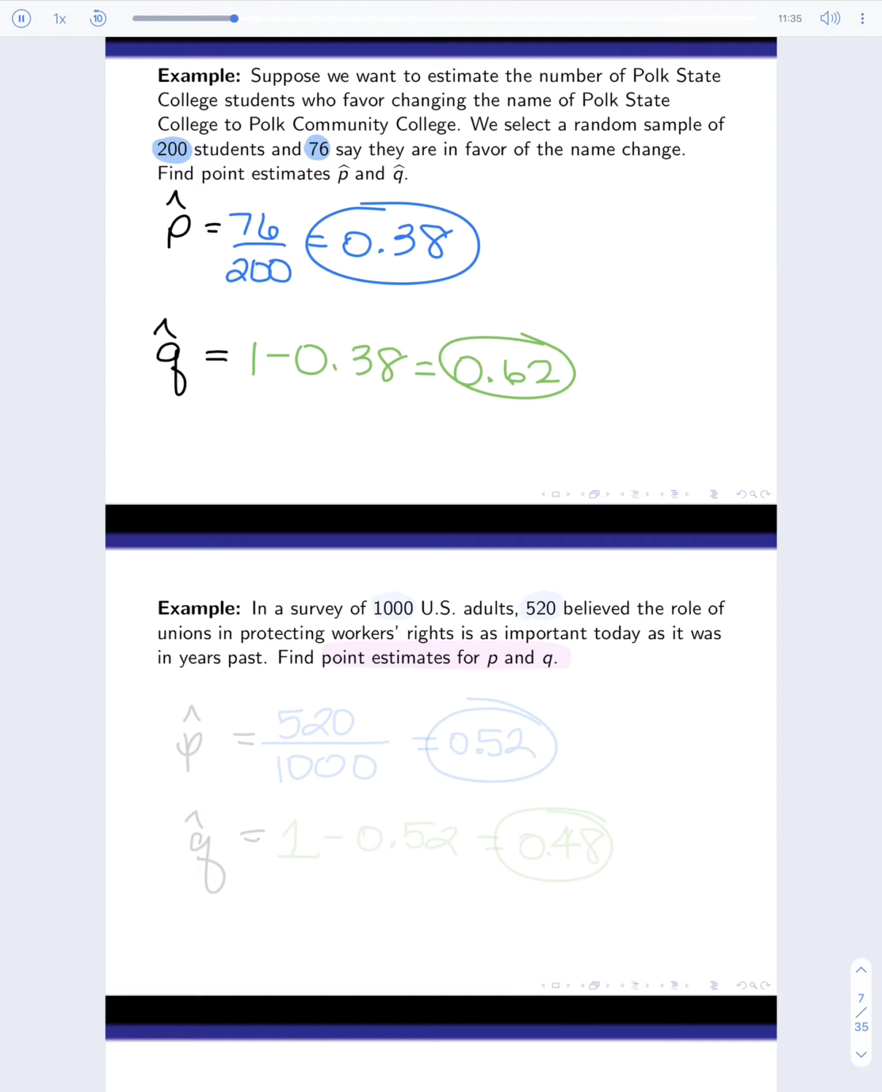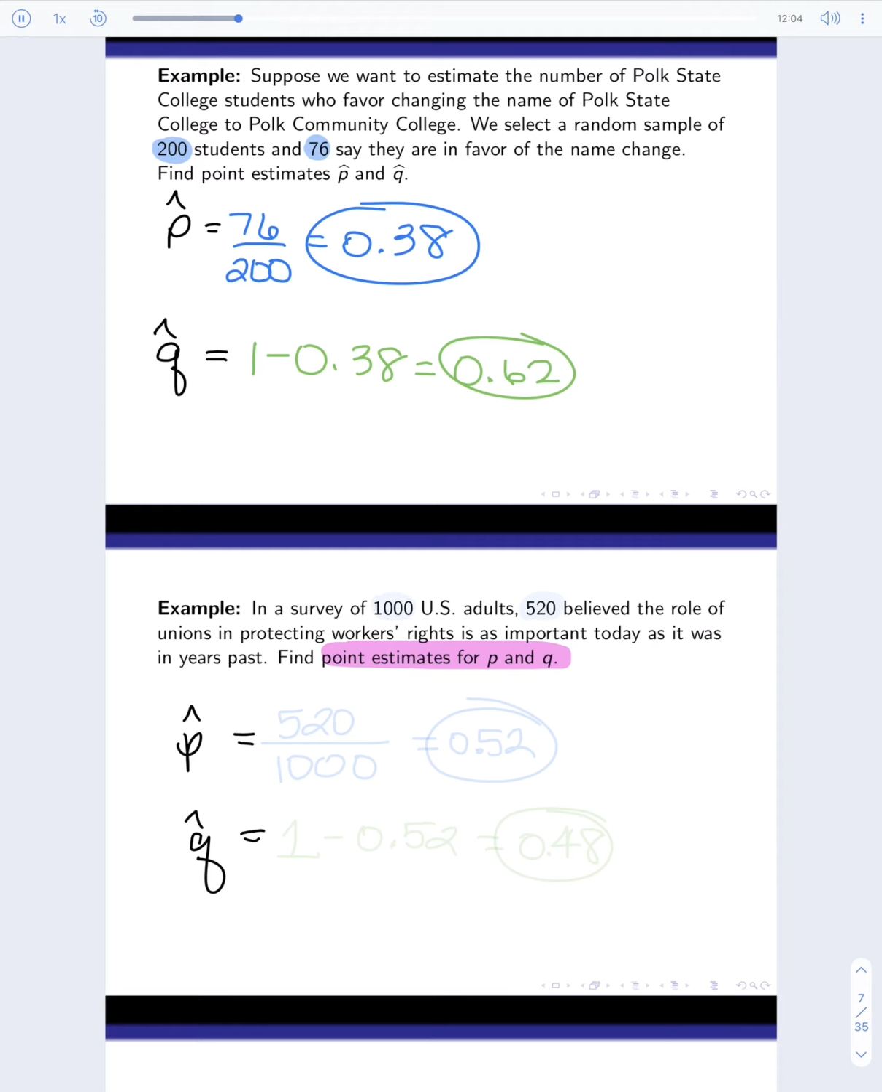In this next example, we have a survey of 1,000 adults in which 520 of those 1,000 believe that the role of unions in protecting workers' rights is as important today as it was in years past, and they're asking you to find point estimates for P and Q. When they use that term, point estimates, it means that they're just trying to have you find P hat and Q hat. That's all we're doing in these.